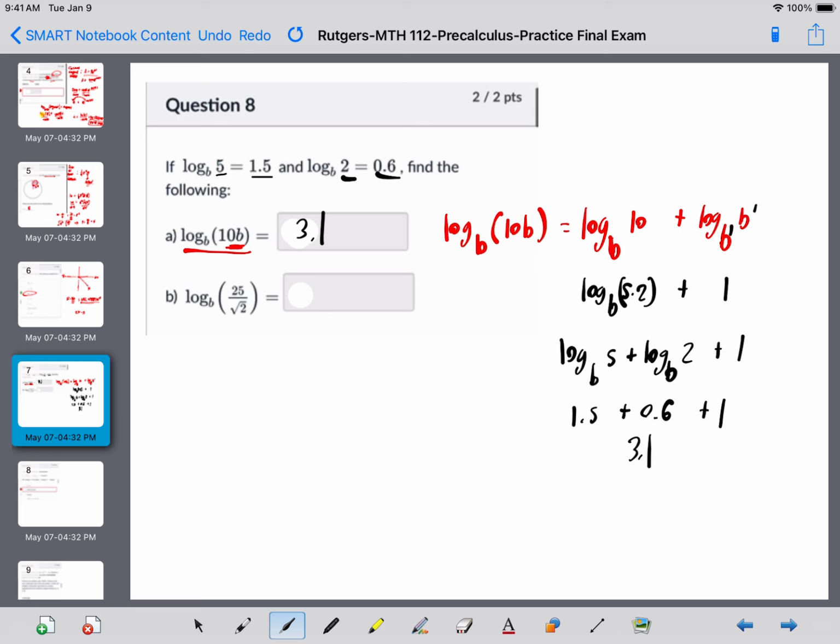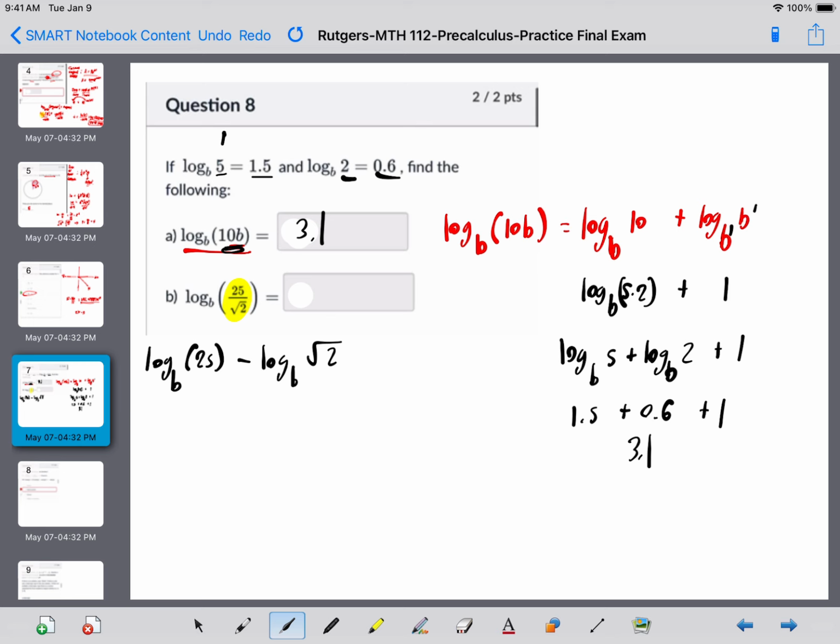Now, in this case, the big operation I'm noticing at first is division. So we're going to use our quotient law. It's the opposite of your product law. If you had multiplication, you separate by addition. If you have division, you separate by subtraction. So that's the same as saying log base b of 25 minus log base b of the square root of 2.